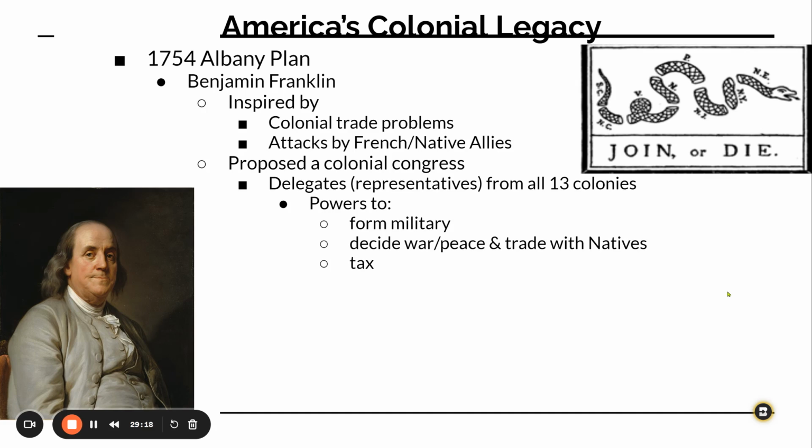He also wanted it to have the power to levy taxes across the colonies. Taxes are always a contentious issue in the United States. It's not going to be all that many years later that the power to tax is going to be called the power to destroy.